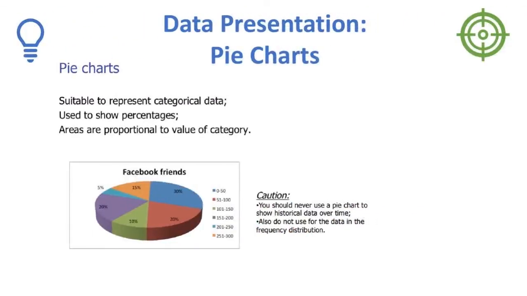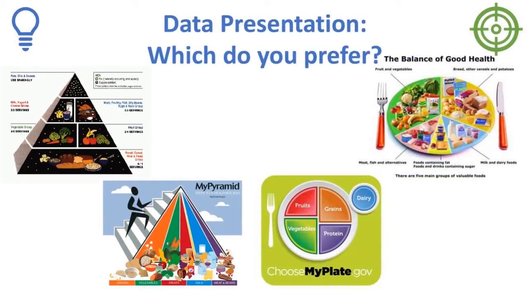People also use pie charts, suitable, of course, for the representation of categorical data, used to show percentages, in which case the areas, of course, as you know, are proportional to the value of a particular category. Never use pie charts to show historical data over time. There's no time axis on these data presentations. You also can't use them to show data in a frequency distribution. So these are, again, important tips in terms of data presentation to keep in mind as a researcher.